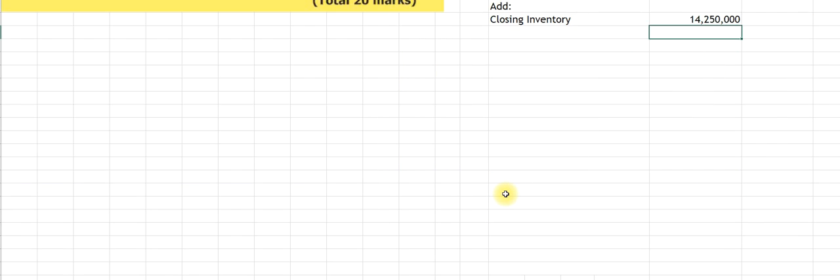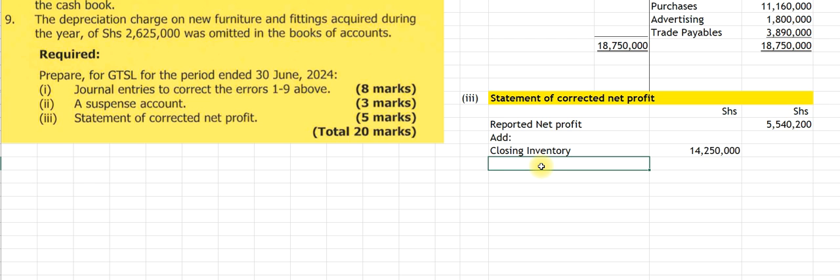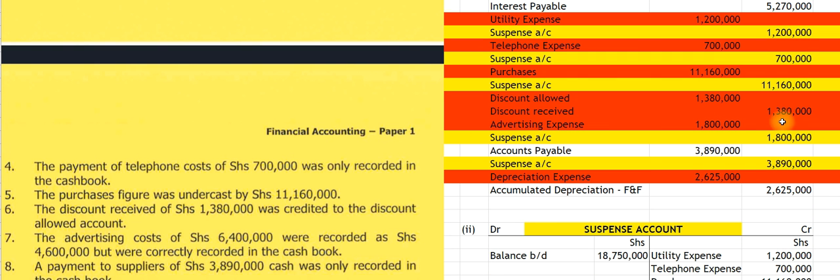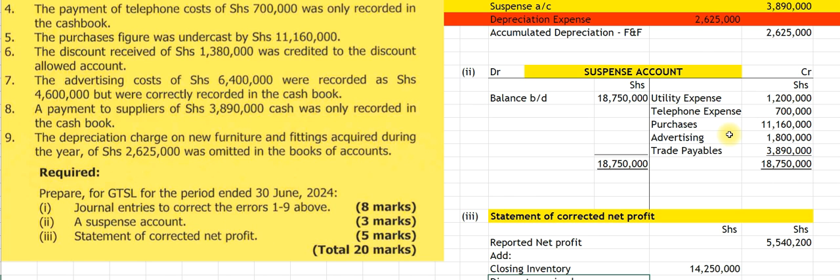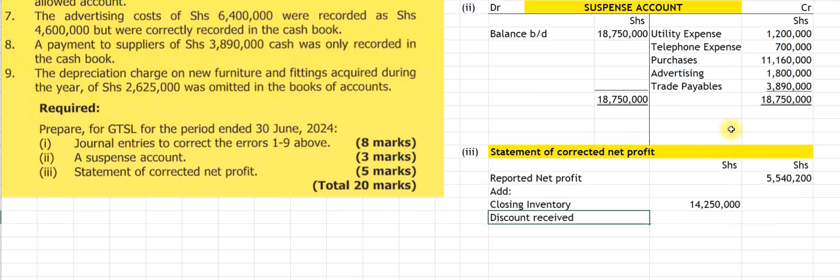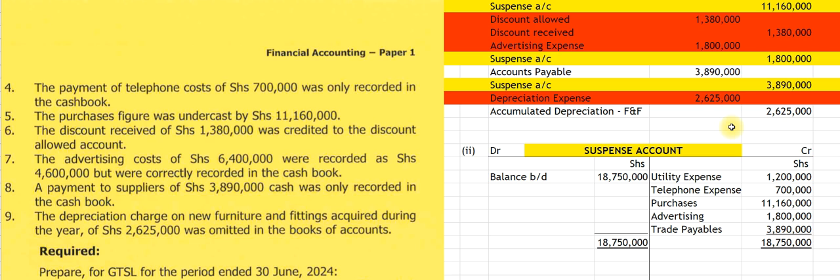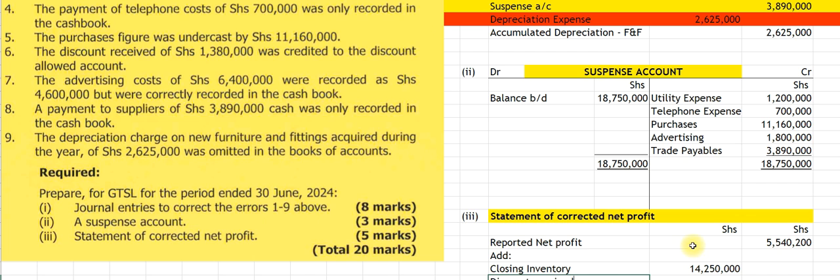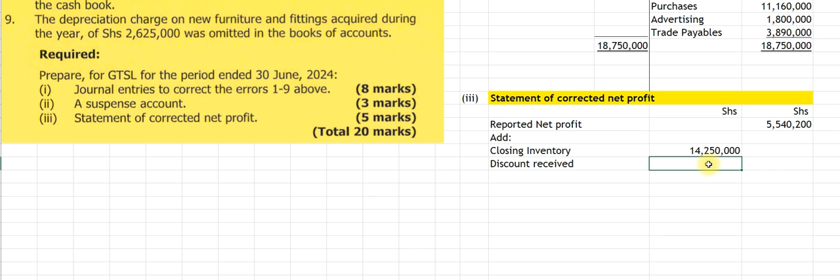By adding the discount received, because discount received is an income. Our journal entries are here. We credit the discount received and then we debit discount allowed. One is an income, then one is an expense. But you'll find that the impact of this on profits is zero, because initially the profits were overstated. We're supposed to credit our discount allowed. So there was a reduction in the discount allowed account, which indirectly will increase your profit because now the expense is understated. So I can increase the profits by that same amount of 1,380,000.